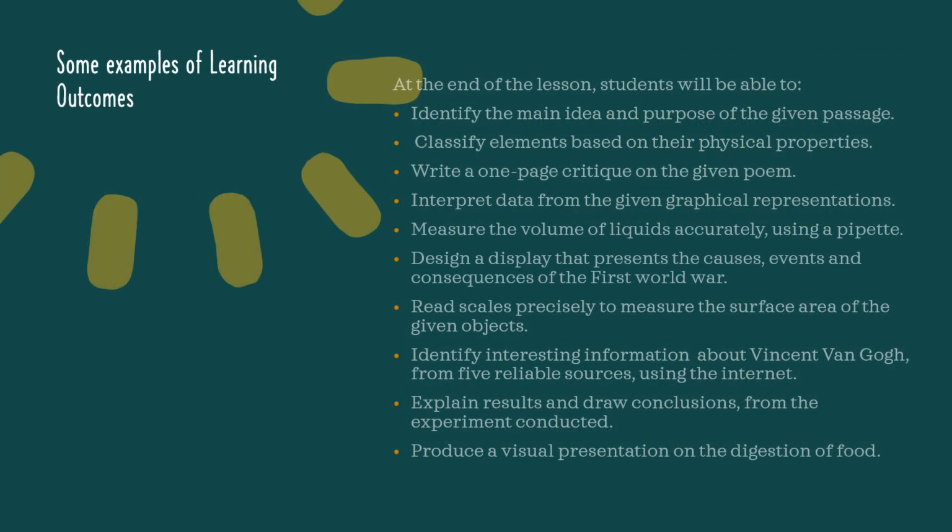As I mentioned earlier, learning outcomes are statements that describe what learners produce at the end of the lesson. Let's take up the first example. It says that students will be able to identify the main idea and purpose of the given passage. Here, identify refers to the action verb and the remaining sentence represents the object, and here it specifically refers to the conceptual knowledge. Please go through the other examples given below.